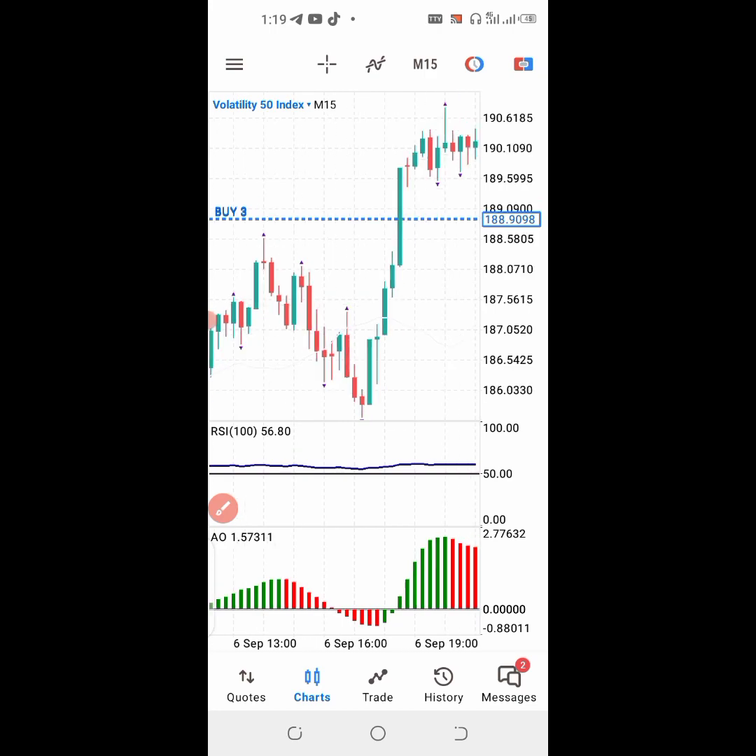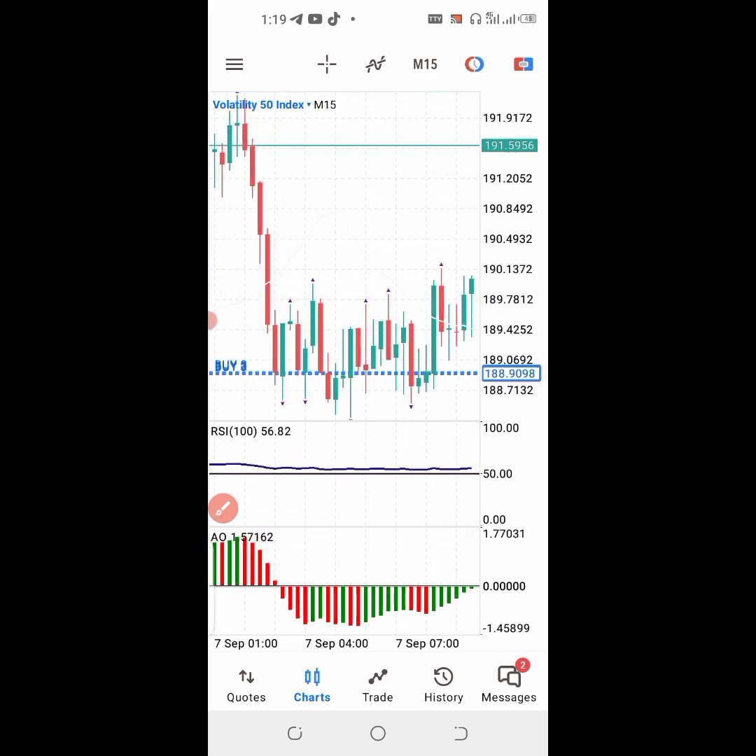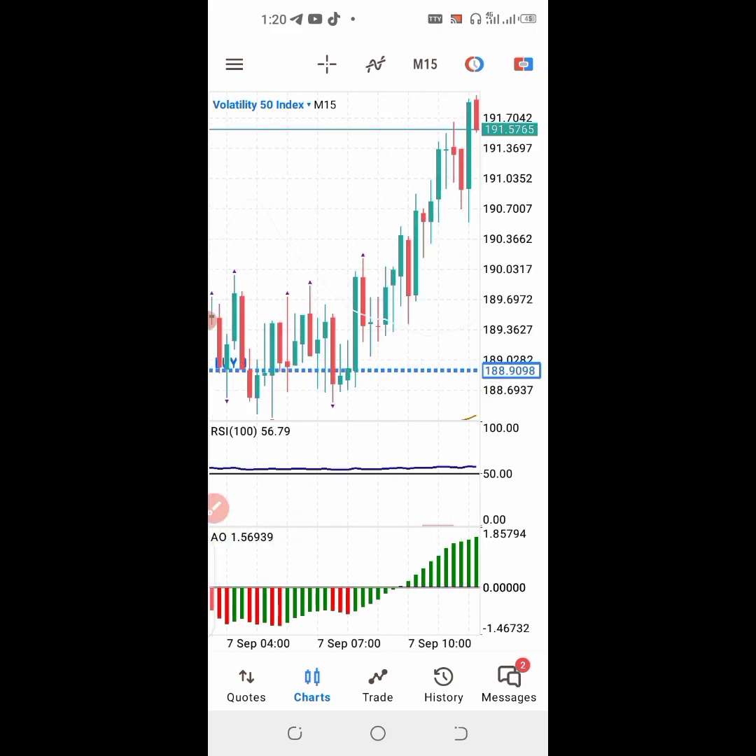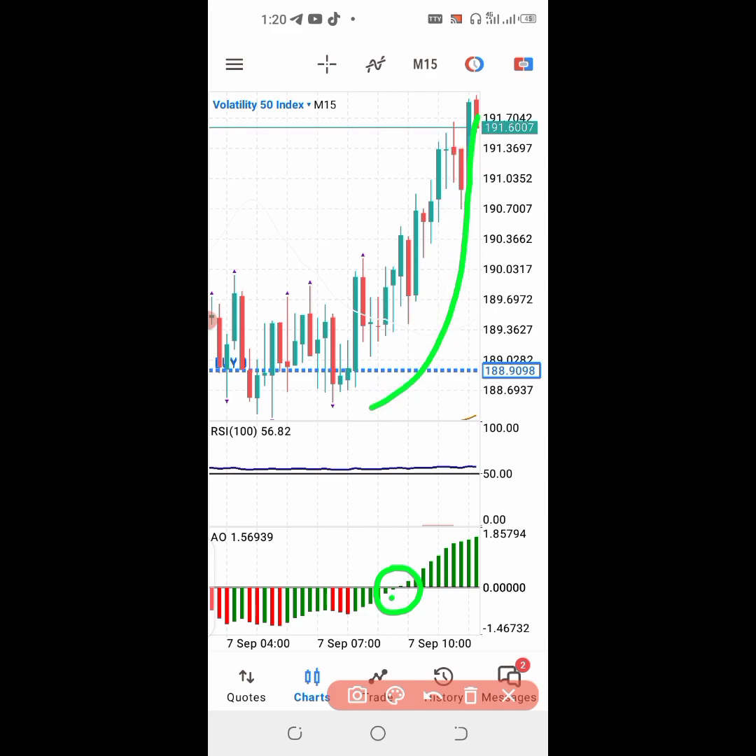Let me show you guys. Here is where I entered my trade, guys. I entered very early. I couldn't wait because I know that it's buying. But if I want to enter this market, here is the place I will enter. I will enter from here, guys. This is the smallest awesome oscillator candle, and our candlestick is above the moving average, and our RSI is above the 50 level.